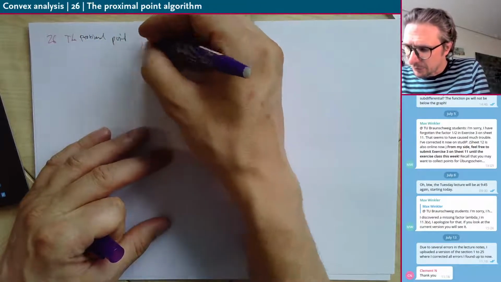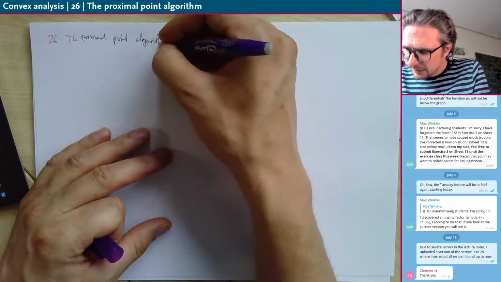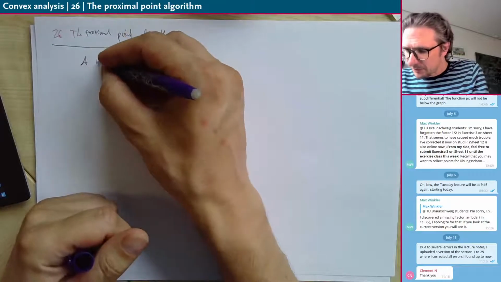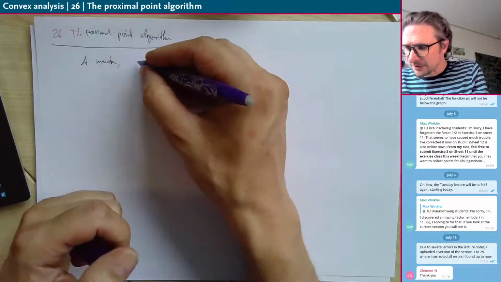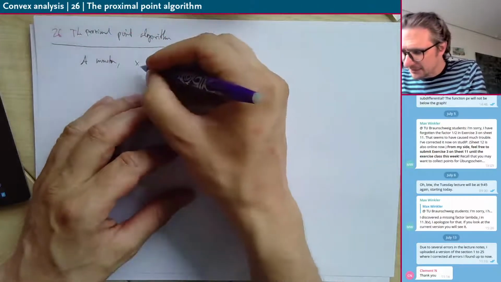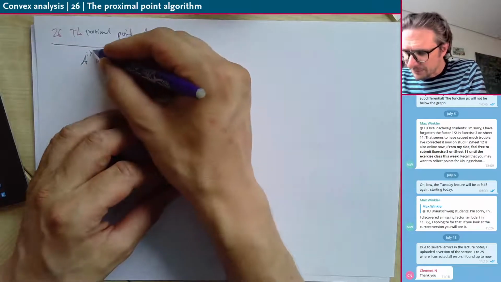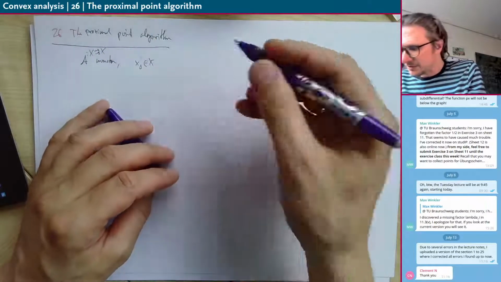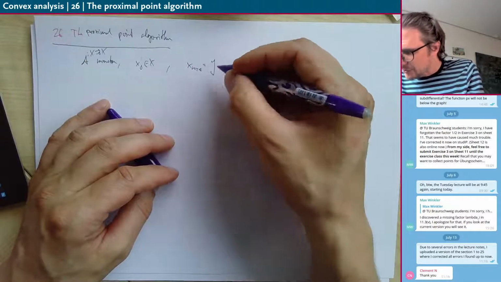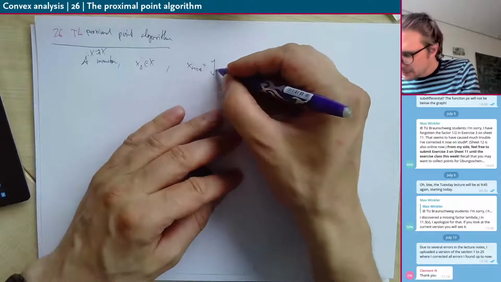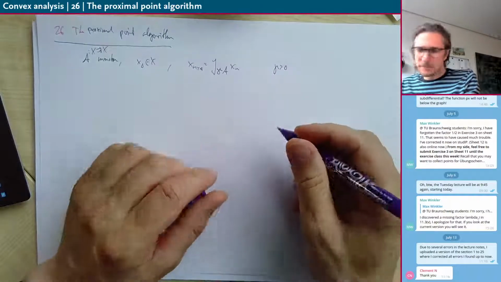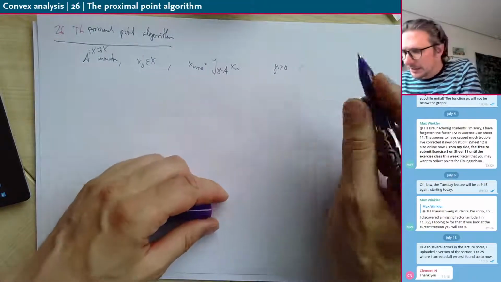The proximal point algorithm. So if we have a monotone operator A, multi-valued, from X to X, you just start with x0 arbitrary in X, some initial value, and then you just iterate x_{n+1} equals J, and then I introduce a step size here, let's say gamma, A applied to x_n, gamma positive. So that's already the proximal point algorithm.